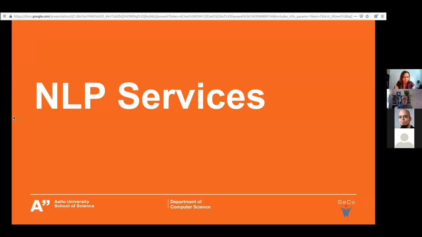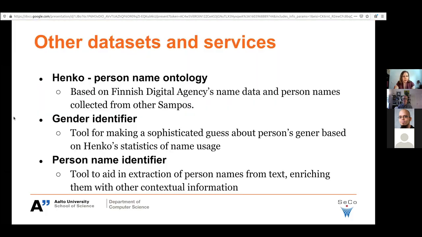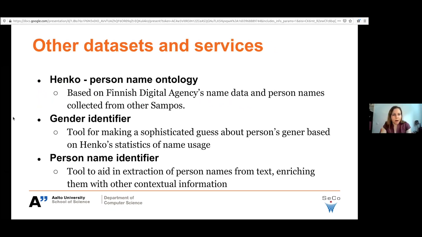So these applications that we've used in these use cases can be found collectively in a place where we collected them, but here are a few other notable mentions that we have created and added into the portal that I will show you briefly. We have Henko, which is a person name ontology based on Finnish digital agencies' name data and person name data collected from other samples that are based on matrical information, for example. Then we have a gender identifier tool, which can make a sophisticated guess about a person's gender based on the statistics of name usage in the Henko dataset.